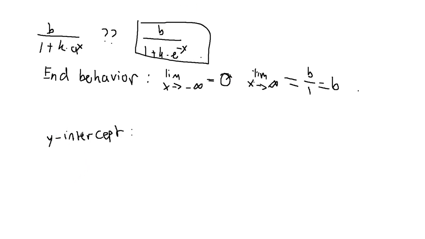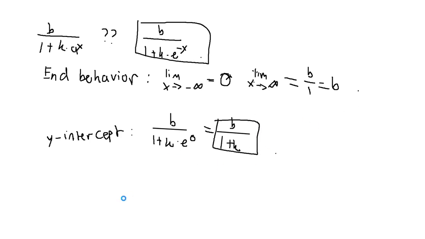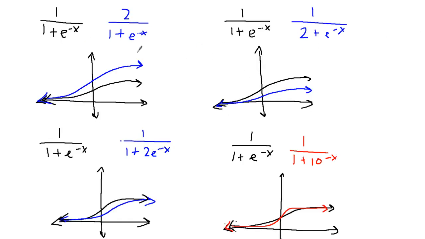I'll tell you why. Y-intercept. What's the y-intercept? Well, our y-intercept is when x equals 0. e to the negative 0 is... no, it's not 0. e to the 0 is 1, so b over 1 plus k times e to the 0 is b over 1 plus k. And that's our y-intercept. That's it. Right? So we're going to go to our next question, keeping these two things in mind. Especially the top end behavior, the limit as x approaches infinity.